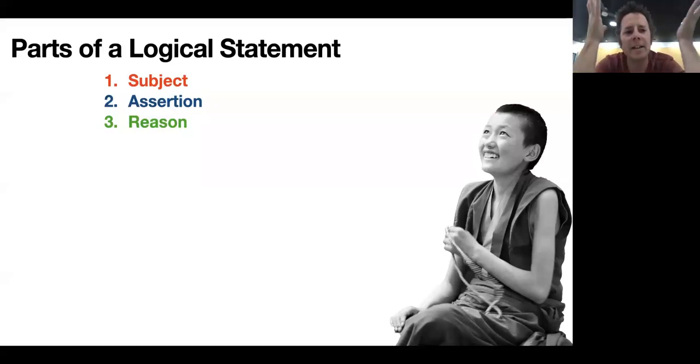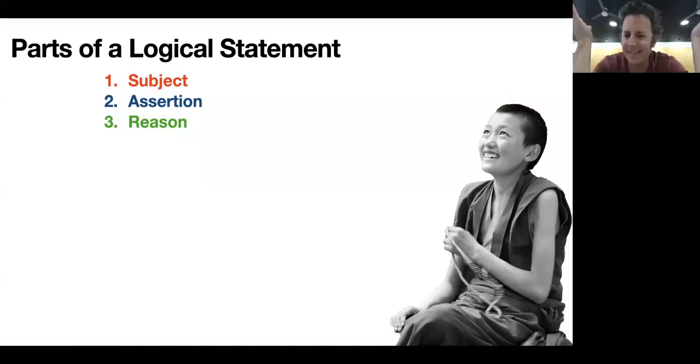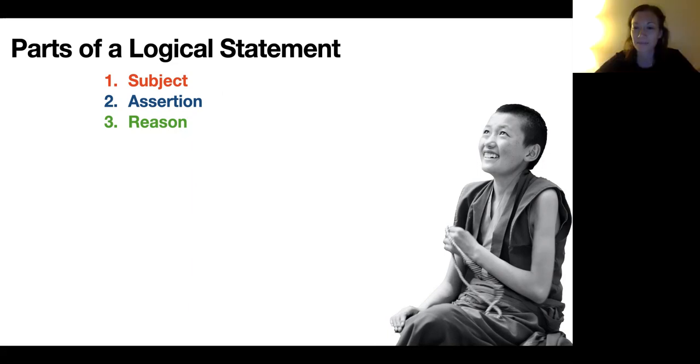So, ducks are blue because they're fast. What's the subject? Ducks. Assertion: that ducks are blue. Reason: because they are fast. Great news. Glad to hear it.